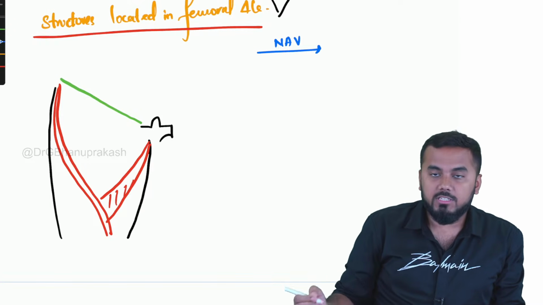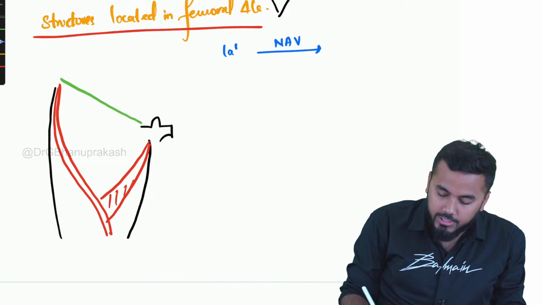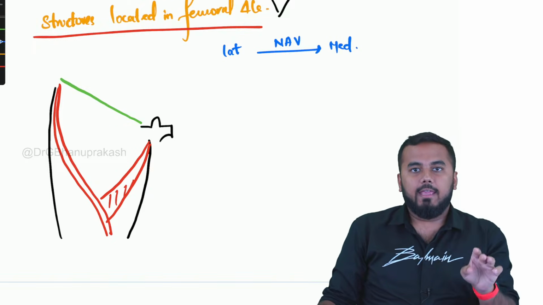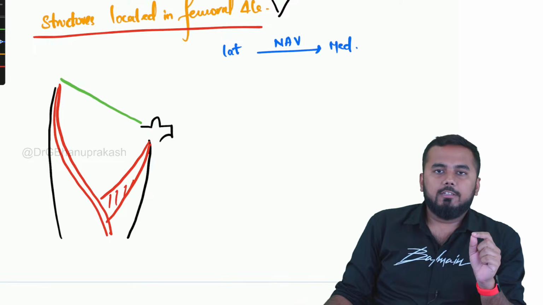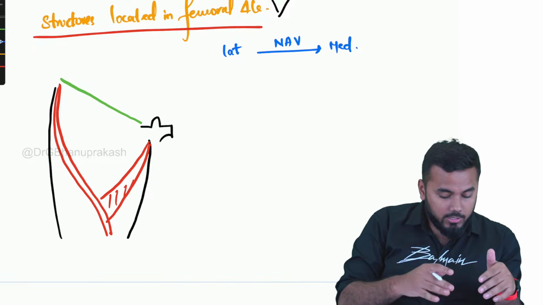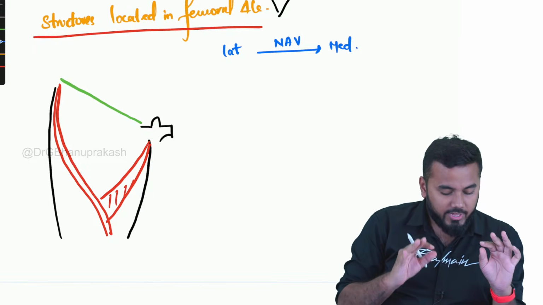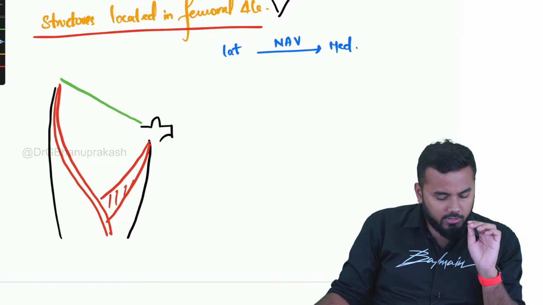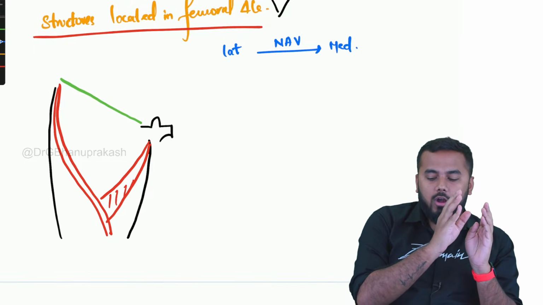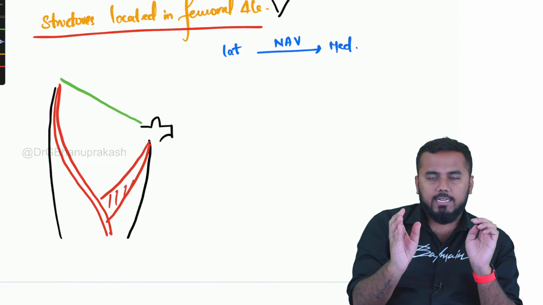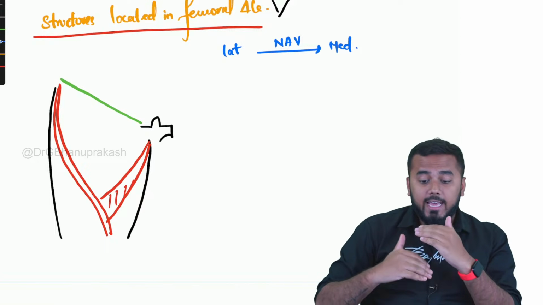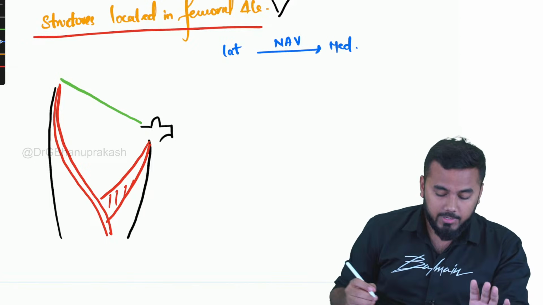NAV. From lateral direction to medial direction, we have three structures. One is called NAV. N stands for nerve, that is the femoral nerve. A stands for artery. Some of you already started answering. Very good, excellent, Vinay Gangisetti, you are right. So laterally we have the femoral nerve. In the center we have the femoral artery. Medially we have the femoral vein. I will dive deep into that, but superficially I'm telling you.